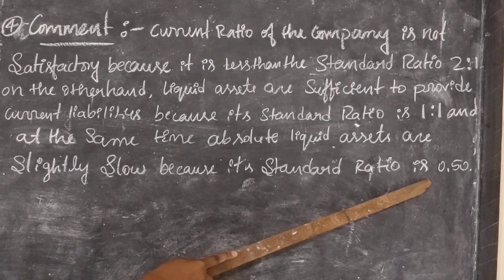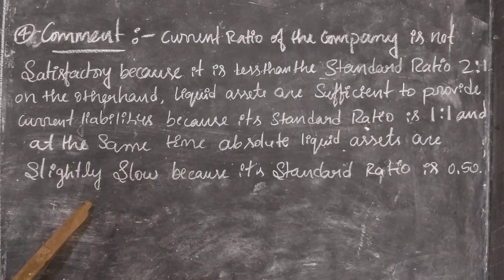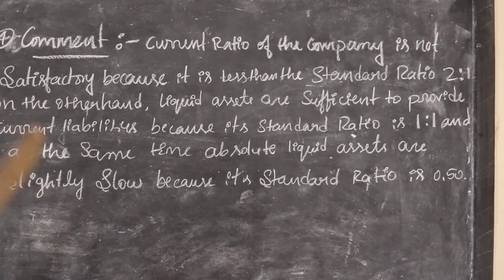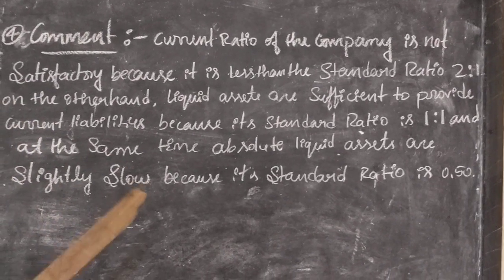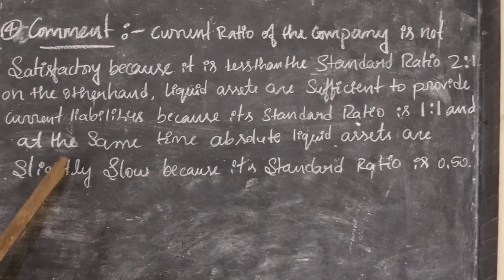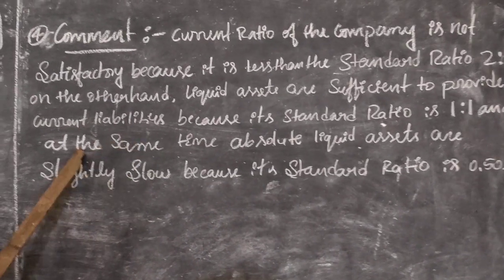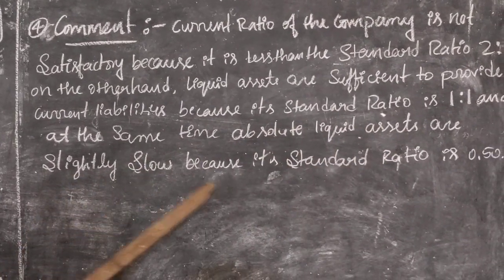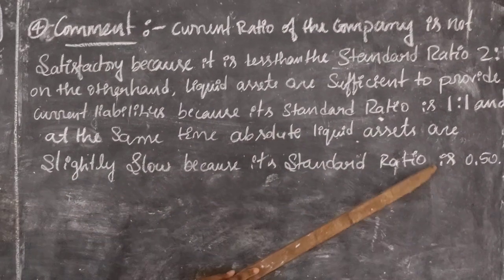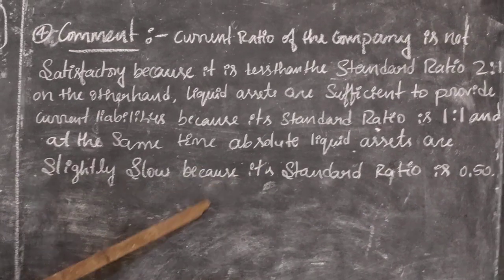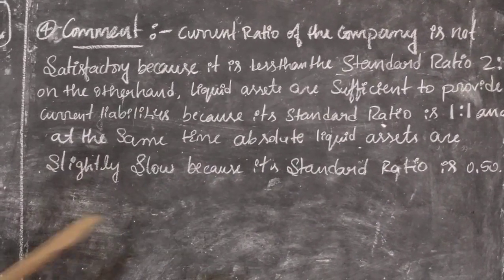The absolute liquid ratio is 0.42, that is less than the 0.50. That's why we are commenting here that absolute liquid assets are slightly low because its standard ratio is 0.50. We have the absolute ratio as 0.42. Thank you.